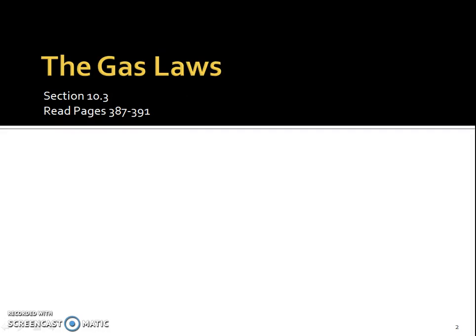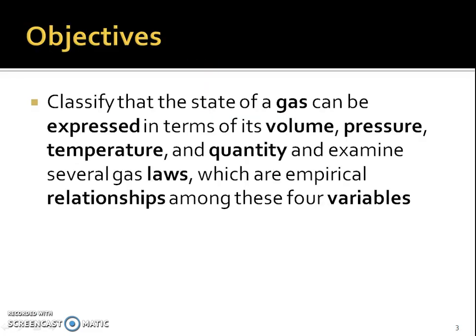This is Mrs. O'Neill for AP Chemistry, Chapter 10, Section 3, the gas laws. Most of this should be review from your Chemistry 1. So the objective for this section is to classify that the state of a gas can be expressed in terms of its volume, pressure, temperature, and quantity, and examine several gas laws, which are relationships among these four variables.